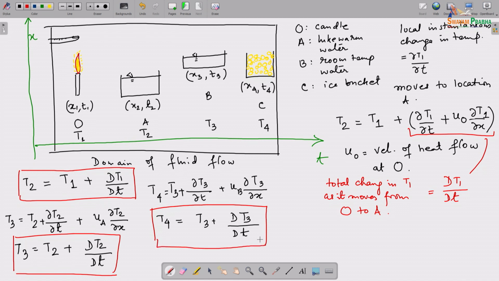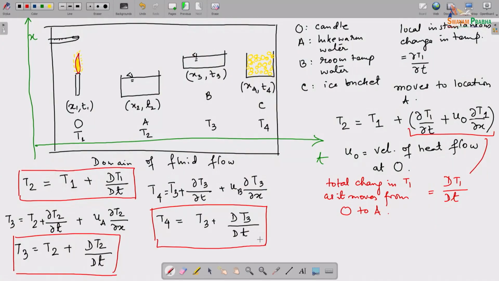So essentially what I am saying is, in this domain, why is there a temperature change at all? Because I am doing these things. If I have just a candle, everywhere it could have been T, but there is a change in the temperature. The change is coming because I am creating some kind of a heat flow, and therefore there is this change. So I am trying to calculate that.